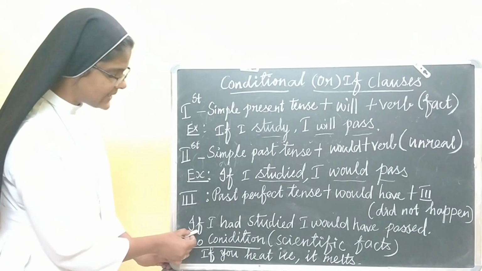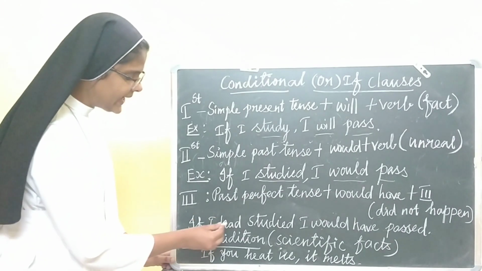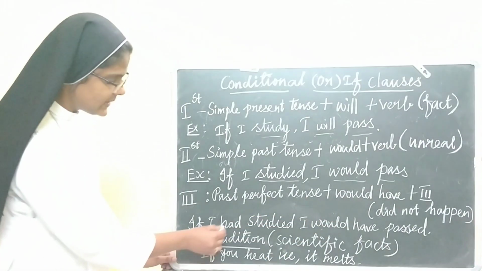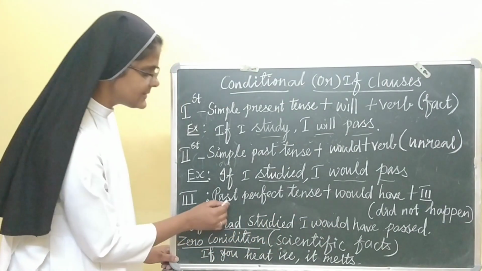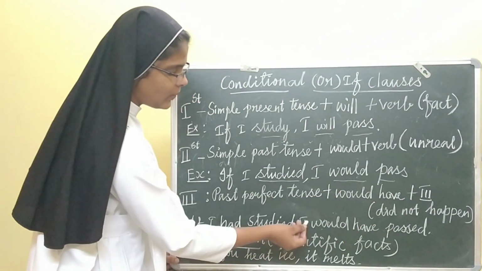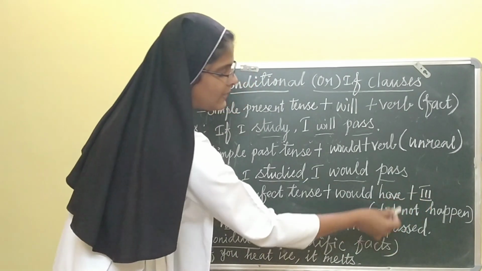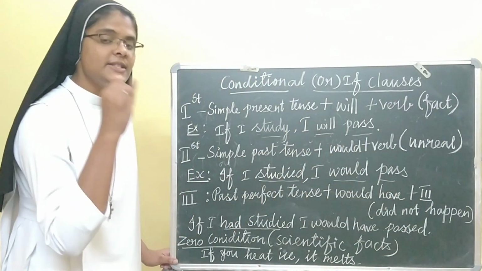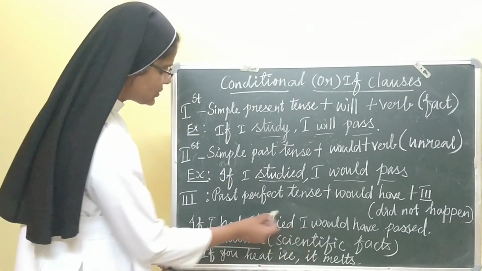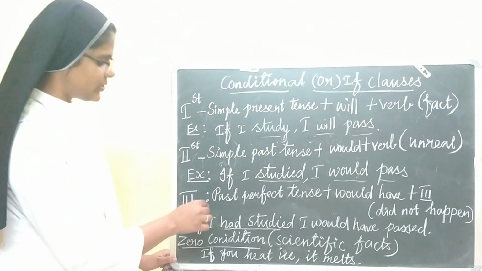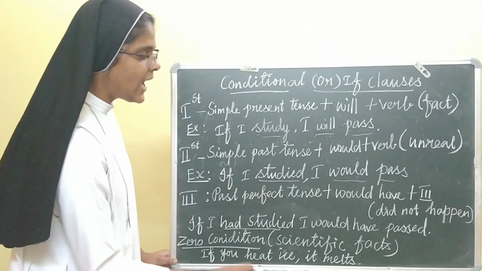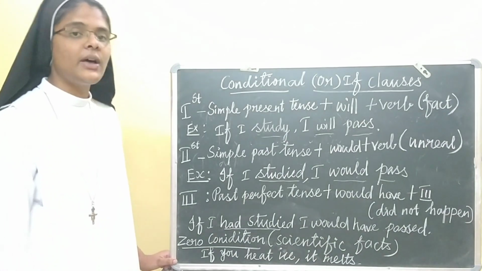Now let us see an example. If I had studied, I would have passed. I had studied is a past perfect tense. Then we have to add would have. I would have, third form of the verb, passed. Pass, past, passed. So the third form of the verb is passed. So the third conditional clause has past perfect tense plus would have plus the third form of a verb.